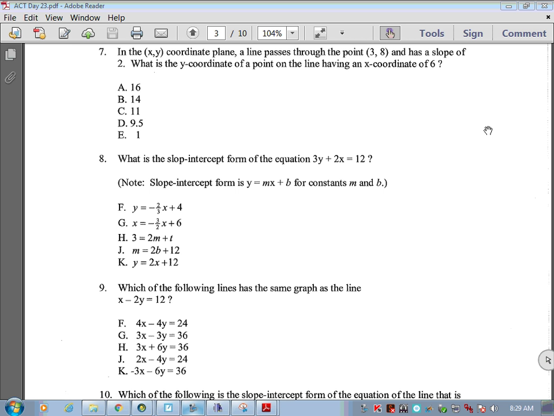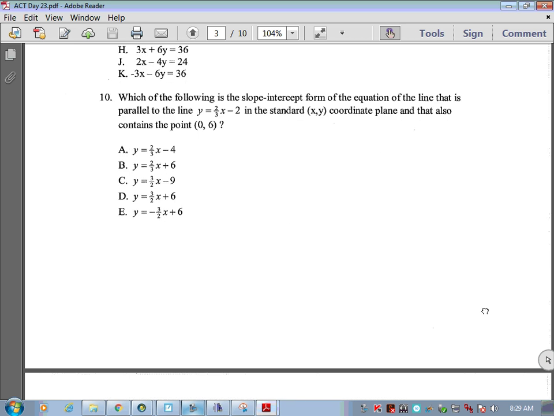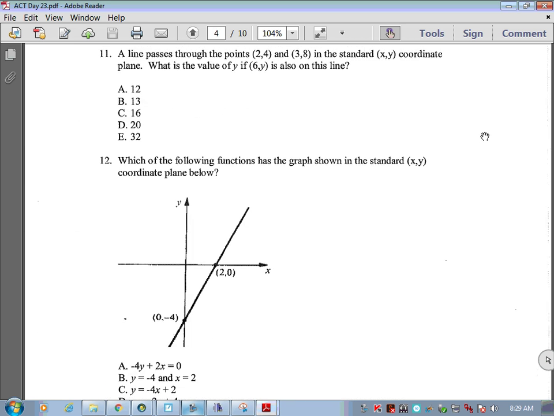Okay, anything else on that page? 8, 9, or 10? No? Okay, about 11 or 12? That's next page. Just, what would you say?